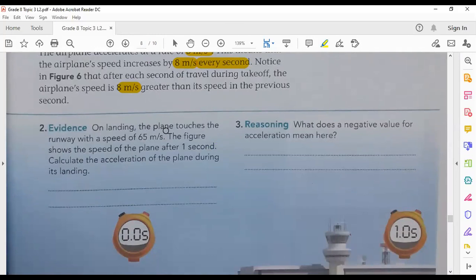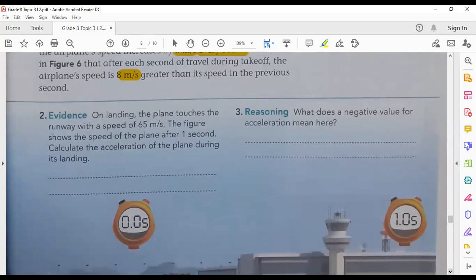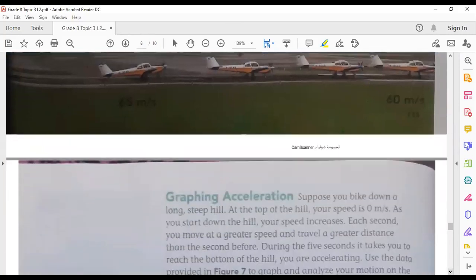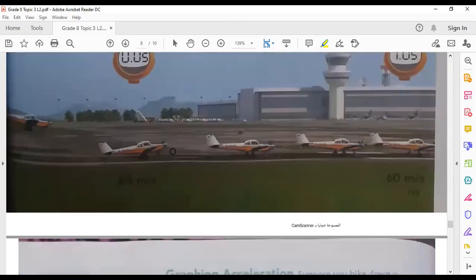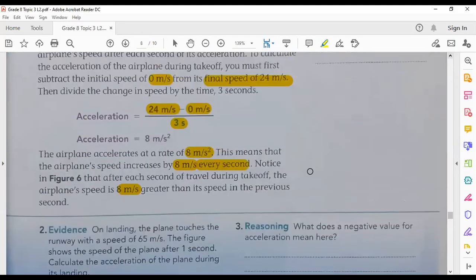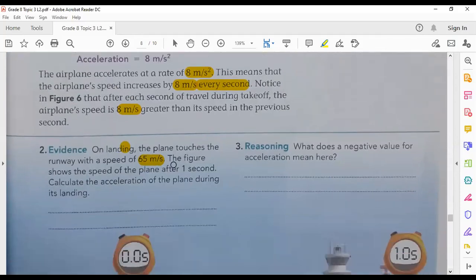Yes, الهبوط. On landing, the plane touches هاي الصورة على فكرة. لا هاي this page this figure here. When on landing, okay, here this figure is taken on landing. On landing the plane touches the runway with a speed of what? This is the speed of the plane when it is landing. The figure shows the speed of the plane after 1 second of landing. Calculate the acceleration of the plane during its landing.